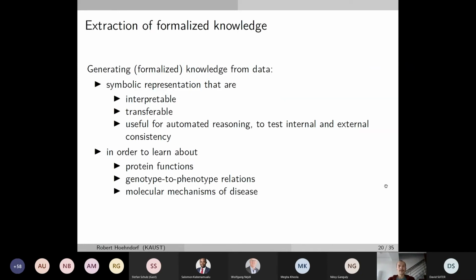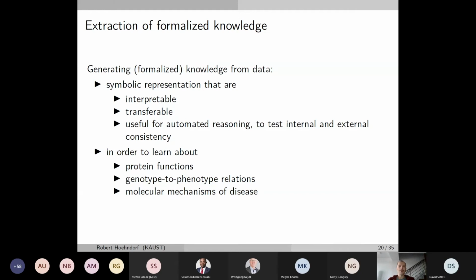In general, what we want to do in the extraction part is to generate symbolic representations which are interpretable because they're based on symbols, they should be transferable, and we need to be able to apply them in automated reasoning so that we can test consistency of what we have found. And we can do this for a number of applications. I'll start with protein functions.